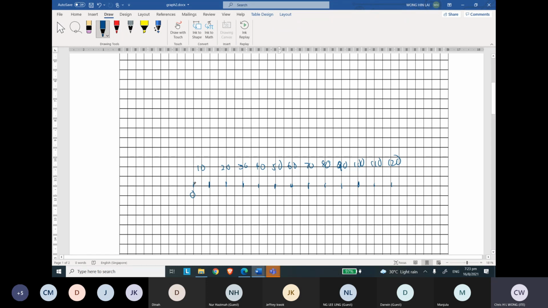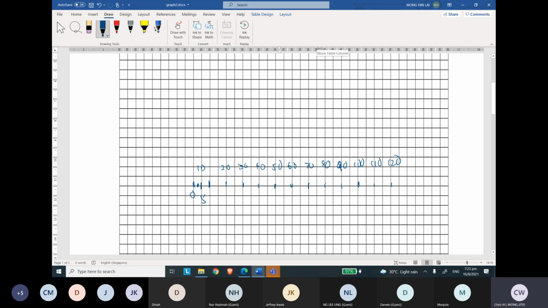So if I ask you, from here to here is 10, then in the middle is what? 5. So between 0 and 5, in the middle is what? 2.5, sir. 2.5. So you must know your representation. It all depends on you how you want to draw a graph. You don't make it too small, you don't make it too big. So you understand what I'm saying?